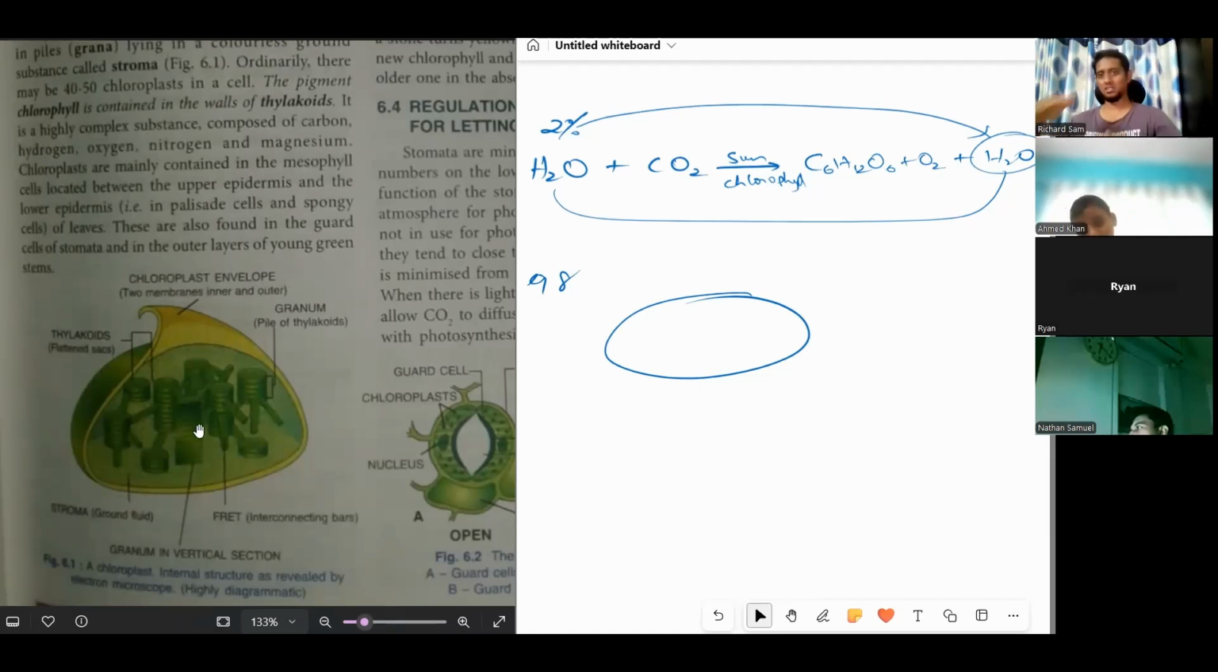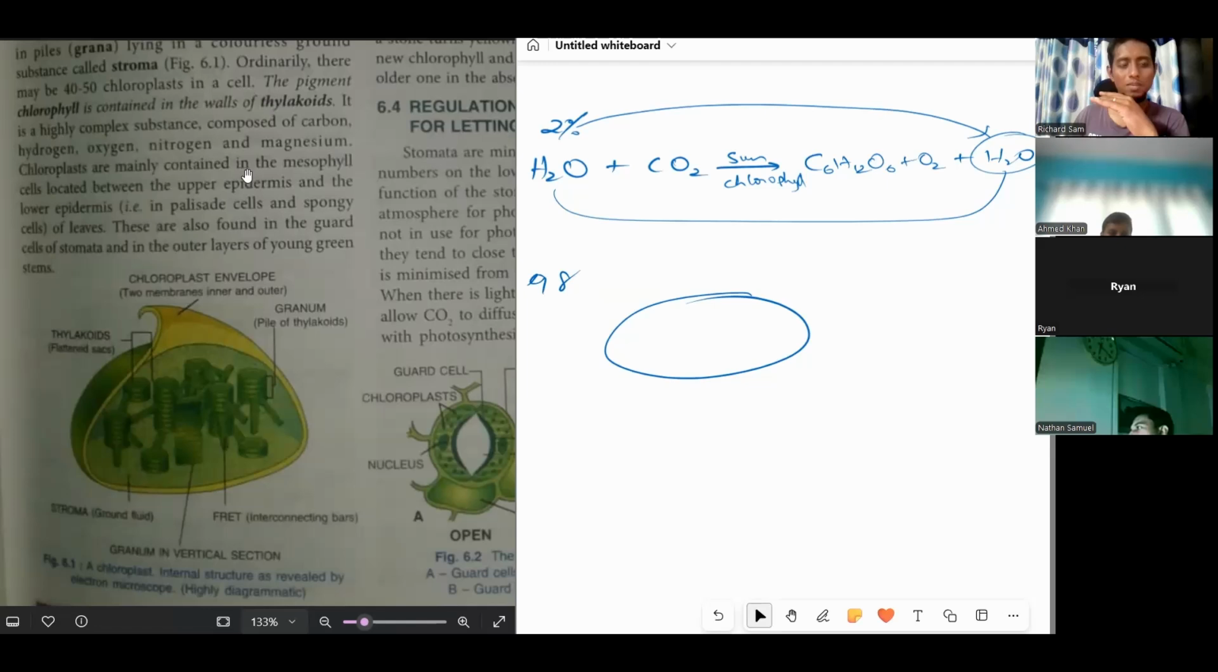Now, this is a leaf. Where do you find more chlorophyll? In the upper part of the leaf or the lower part of the leaf? Upper part of the leaf. Upper part. Why does it make sense to have more chloroplast in the upper part of the leaf? Because sunlight falls on the upper part of the leaf. Yes. Chlorophyll and sunlight together work for photosynthesis, right?